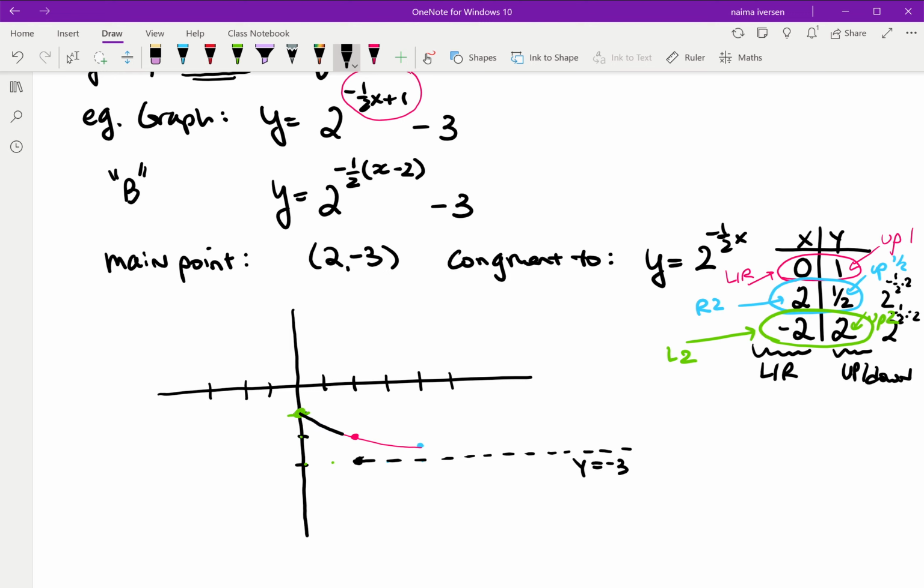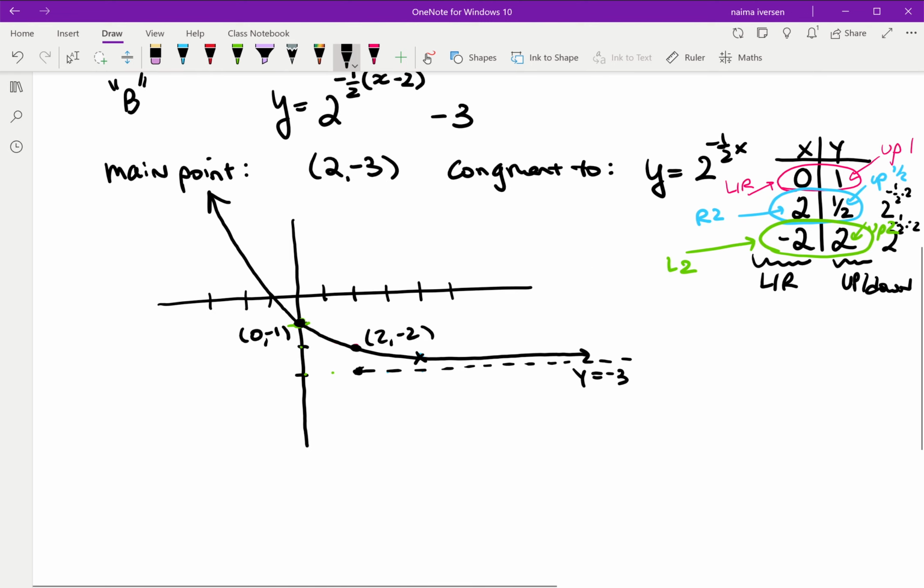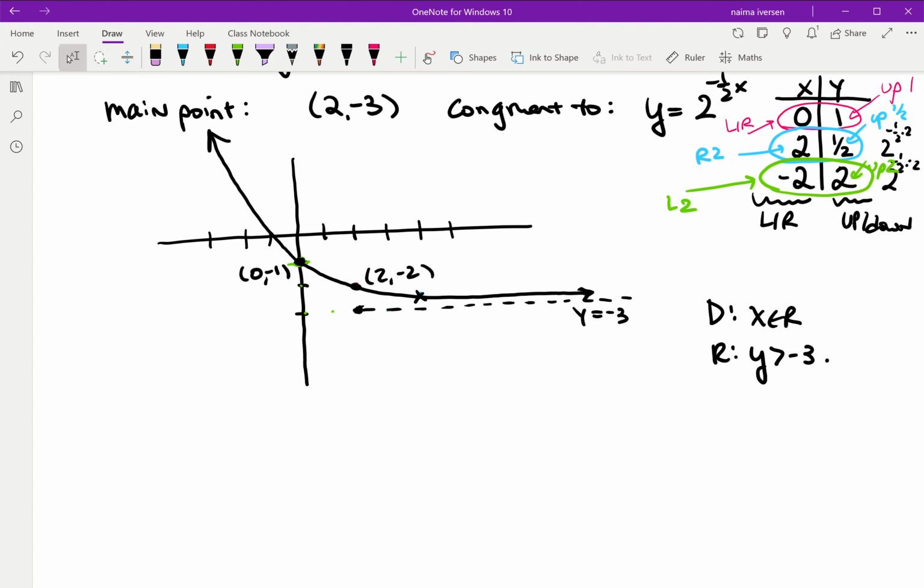And if I trace these points together, these guys keep going closer and closer to the horizontal asymptote line, and this one just sort of starts bending upwards. We label our points. There's 0, -1. This guy here is at 2, -2. If you want to label the third one, that's fine, but it's really just there to sort of help us to get the shape of the graph and the direction of the asymptote line. My domain for this would be, again, all real numbers, and my range for this would be y is greater than -3. So that's how we sketch the graph of an exponential function.